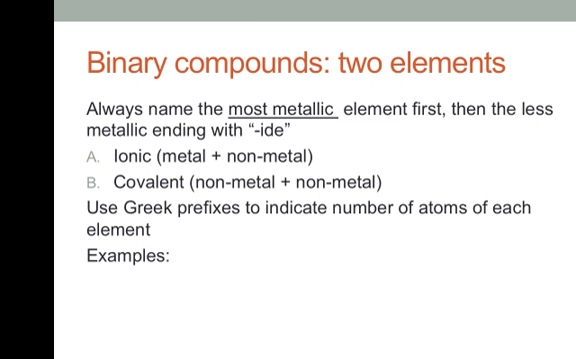Another example, P is phosphorus, O is oxygen, 4 would be tetra, so tetraphosphorus. 6 is hex, and you don't say oxygenide, it's just oxide. And some of those are just contractions because otherwise it would sound strange. And those kinds of exceptions you'll just learn as you go along. But this is tetraphosphorus hexoxide, not tetraphosphorus hexoxygenide.